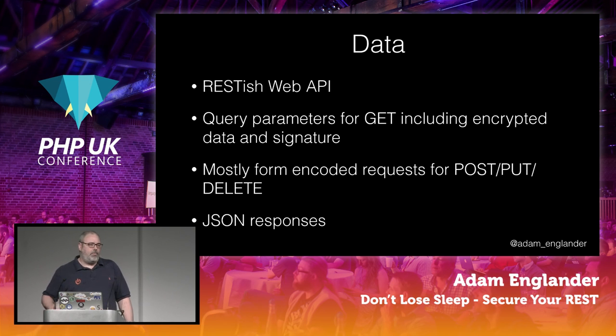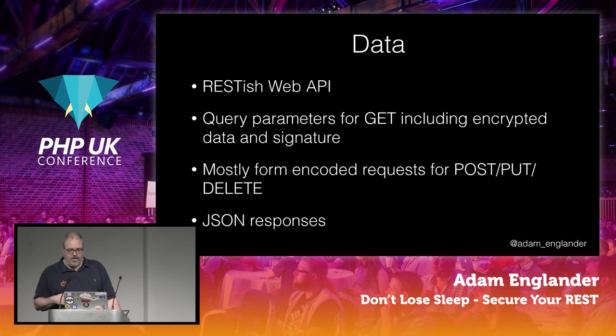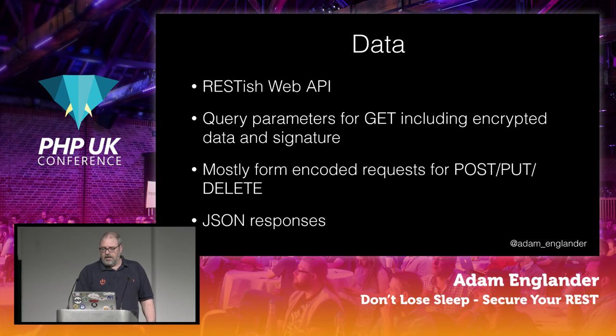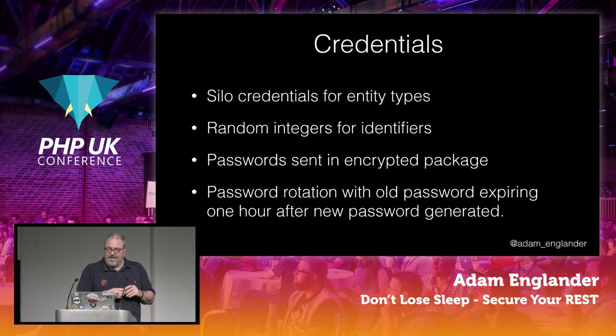It put a lot of terrible things in the query parameters that broke the 1024 character limit. It was mostly form encoded requests, mostly, not all, for post, put, and delete. And it had JSON responses. So the data was kind of a mishmash, depending on what got slapped on here and there. Sometimes, when you're passing JSON, there's one endpoint in the old one that passes JSON as the data, and the encryption and signature is actually in the query parameters.